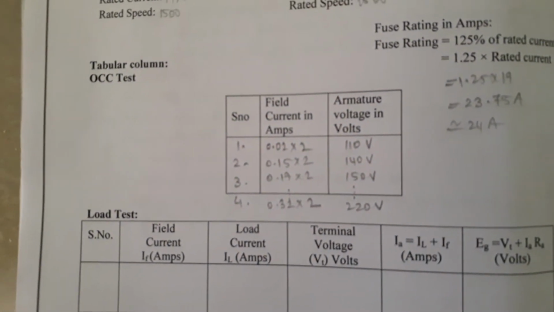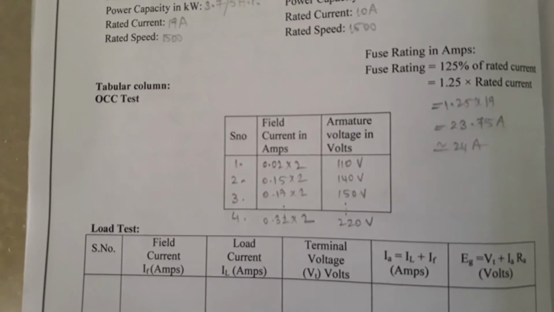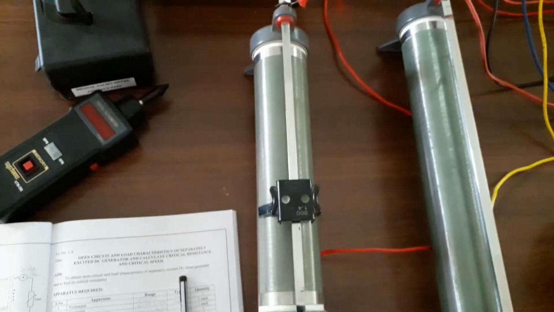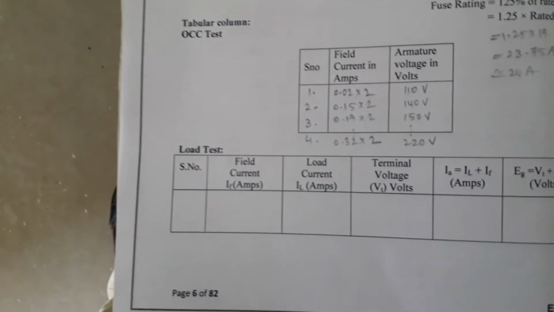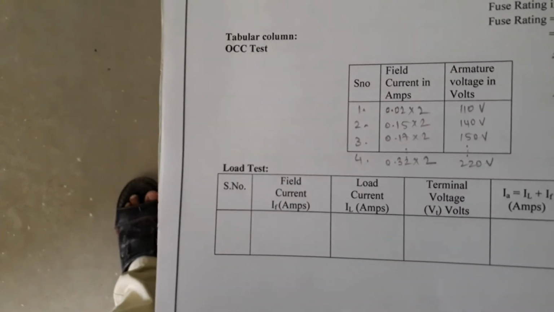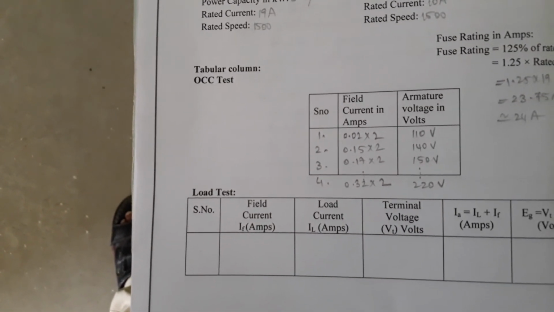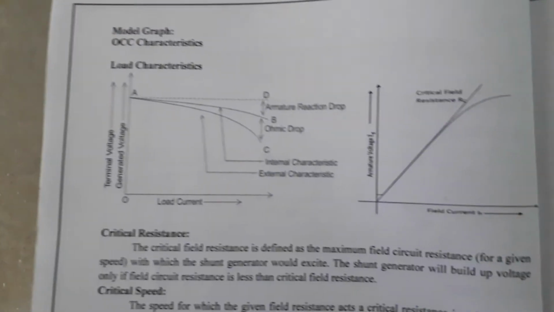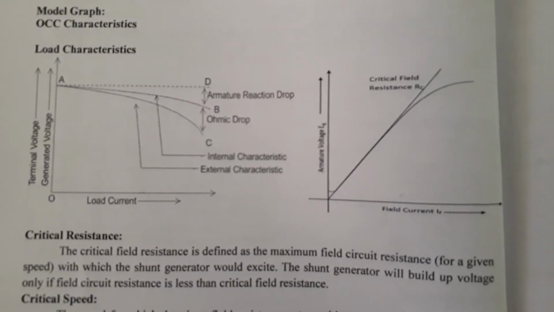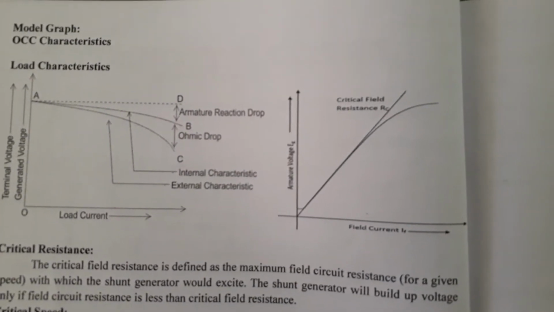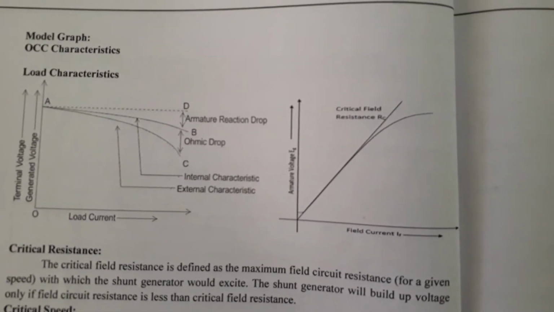Starting from 110 volt, we are gradually varying the field rheostat from the maximum position towards the minimum position, and we are noting down the voltage as well as the corresponding field current, right? This is called the open circuit test, and with this test we are going to draw the magnetization curve, or open circuit curve, for your DC shunt generator.